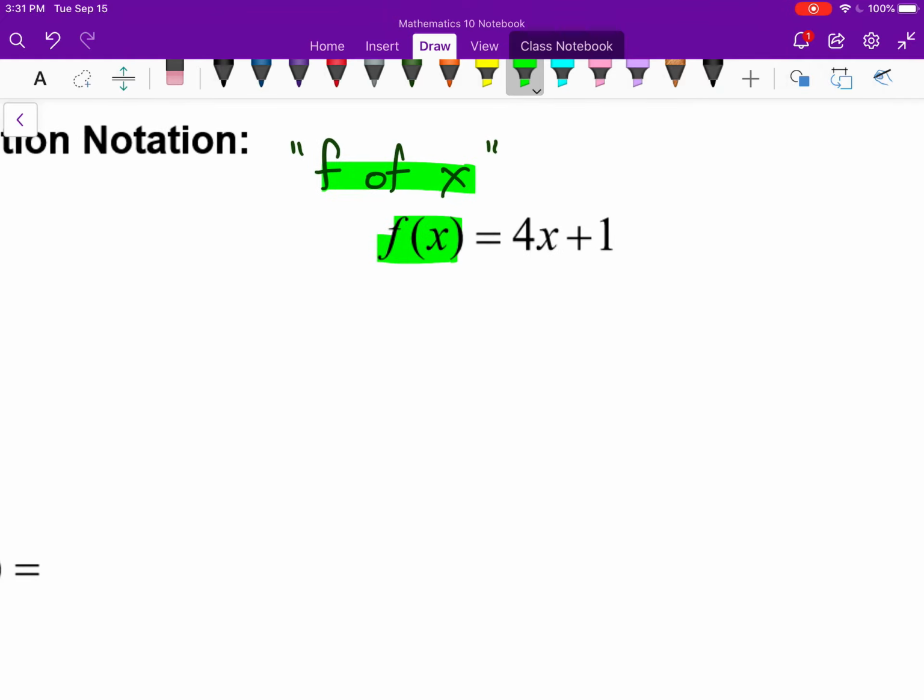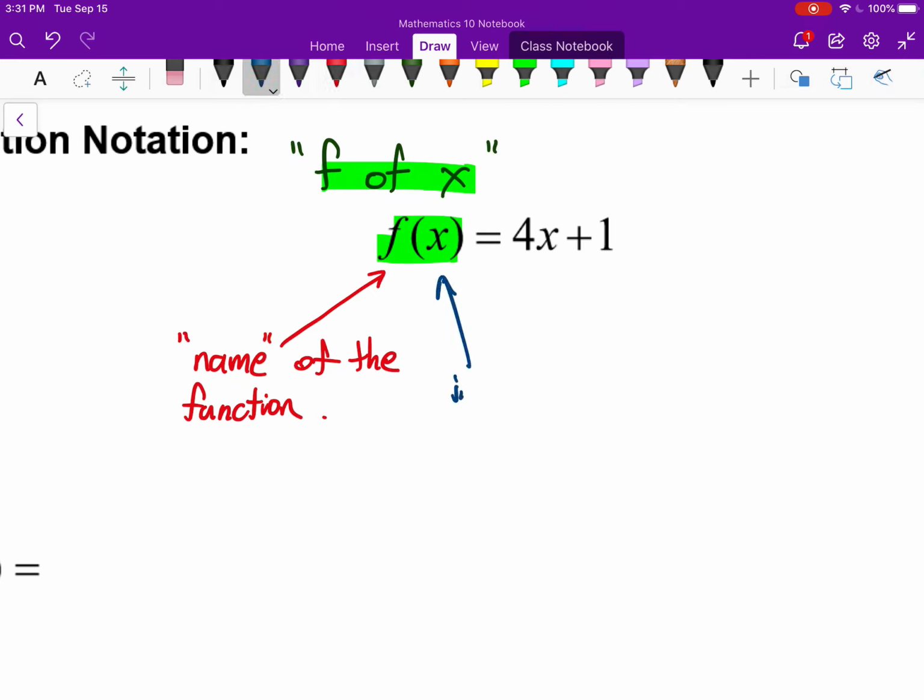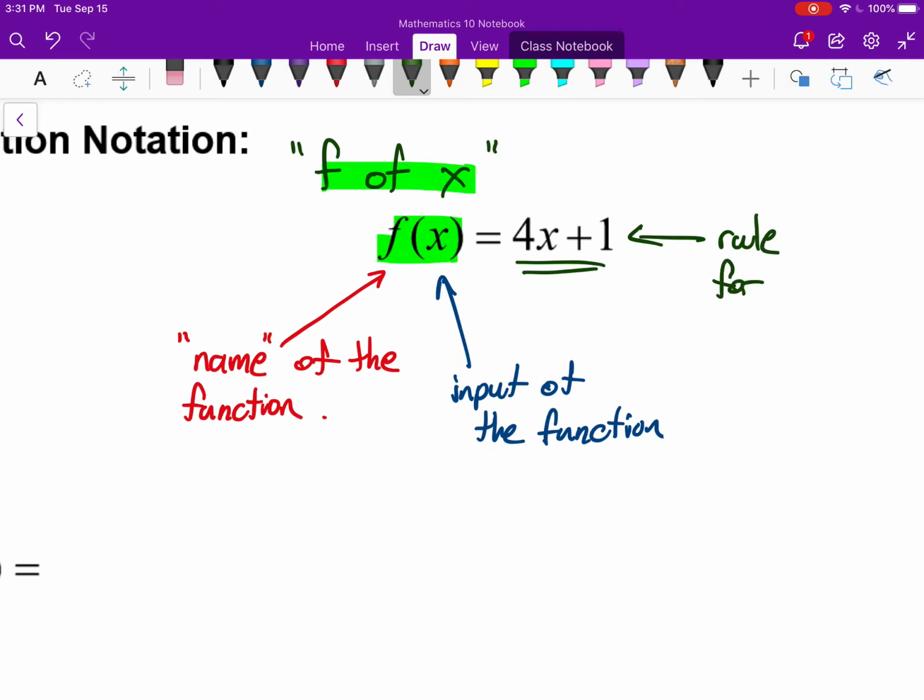So what does this f of x mean? Well, the f is the name of the equation, or the name of the function. Right now, this is named f. That's a very boring name, f for function. But this is the name, in quotes, of the function. There's a bit more I'm going to say there, but the x, which we say in brackets, is the input of the function. And this right here is this side of the equation. All of this is the rule, the mathematical rule for this function. This tells you what this function does.